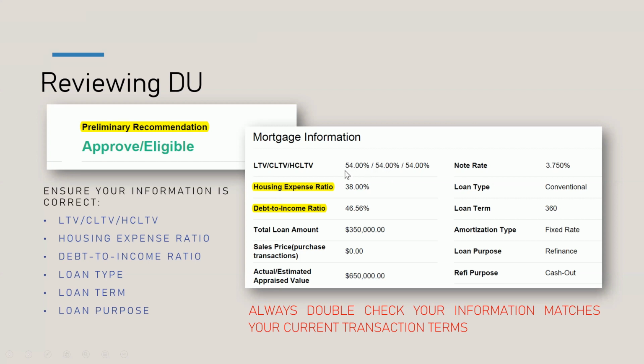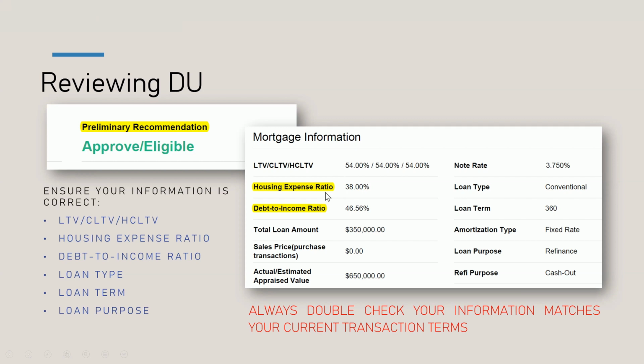So making sure our LTV matches, our housing expense, our debt to income ratio, our loan amount, all that good stuff, our terms, loan type, loan term, loan purpose. Always double checking our information is definitely going to help us. I've had situations where I had an approve/ineligible, but my debt to income backend was pulling something crazy, and we had to go back and fix the 1003.